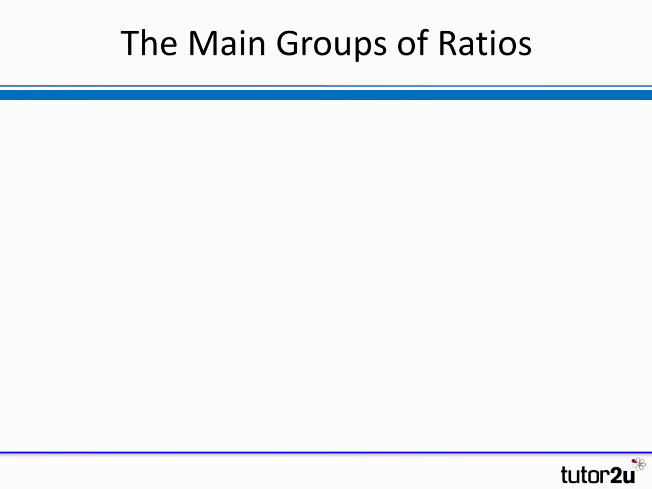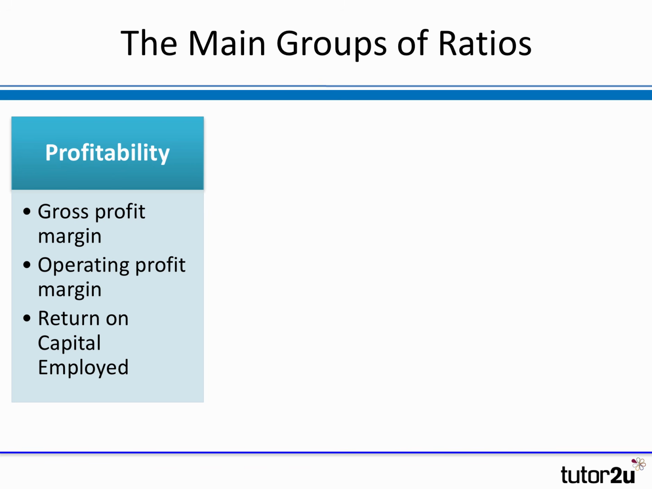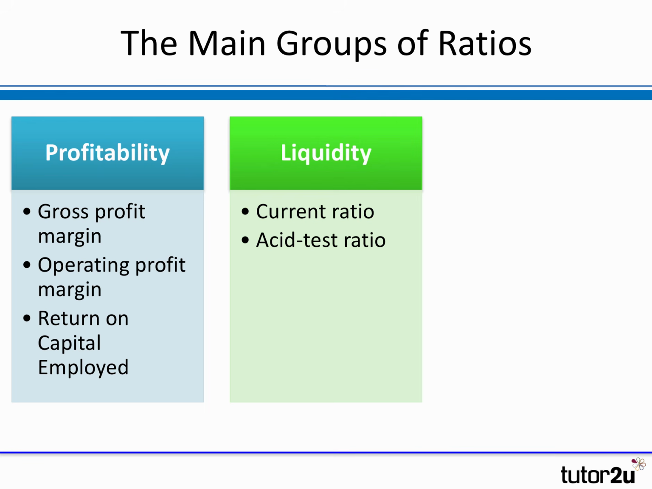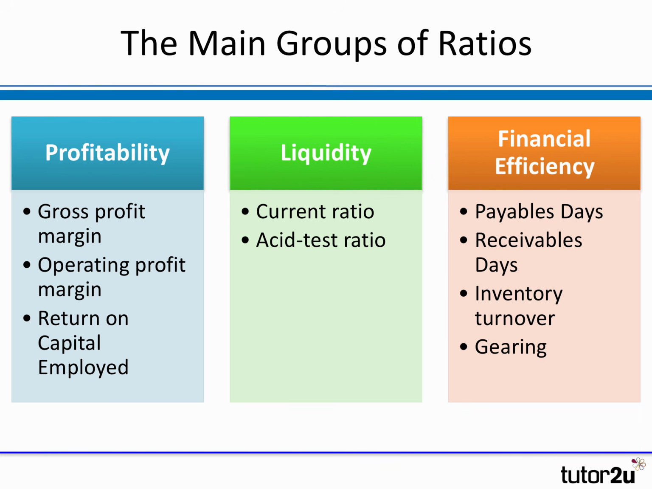And of course there are several different types of ratios. Let's just quickly remind ourselves of what they are. The profitability ratios, they're things like the gross profit margin, operating profit margin, and of course return on capital employed, looking at the return compared with how much capital is invested in the business.